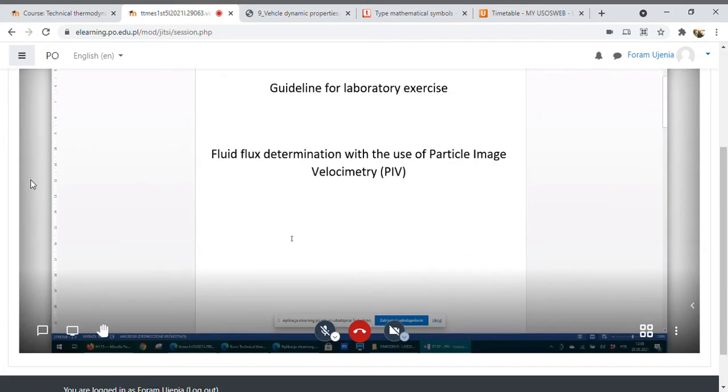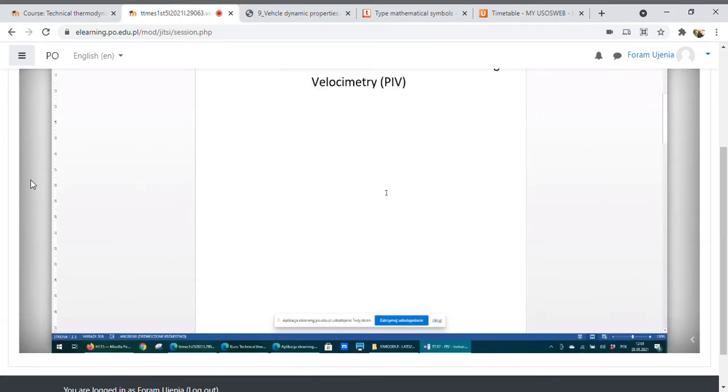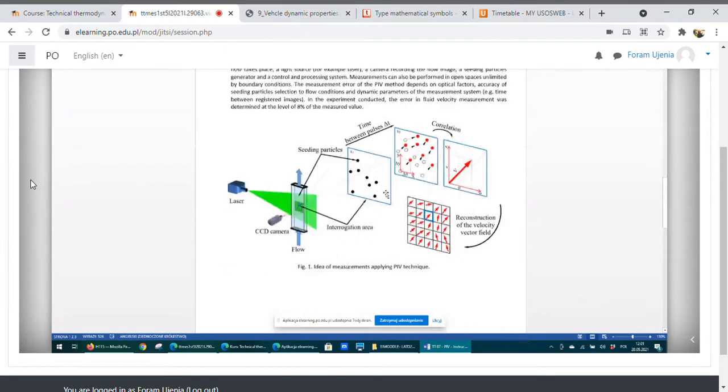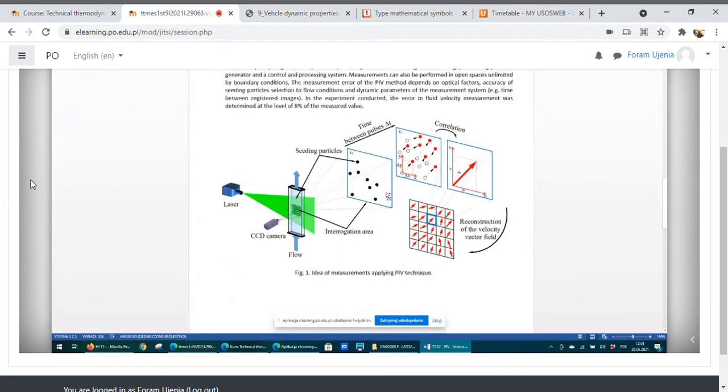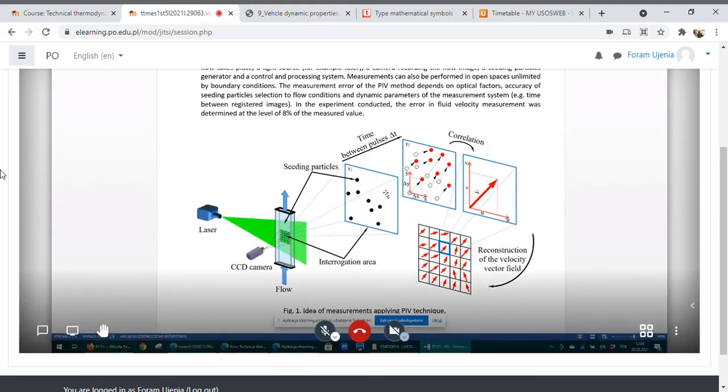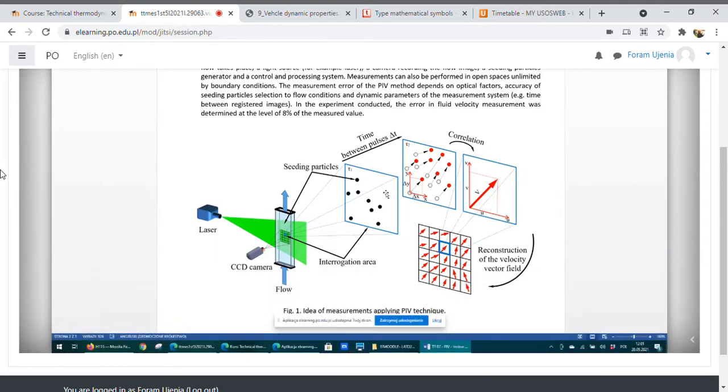Velocimetry. PIV is the acronym of this method, and the idea of this method is the use of laser light to show the movement of the particles in the measurement area.